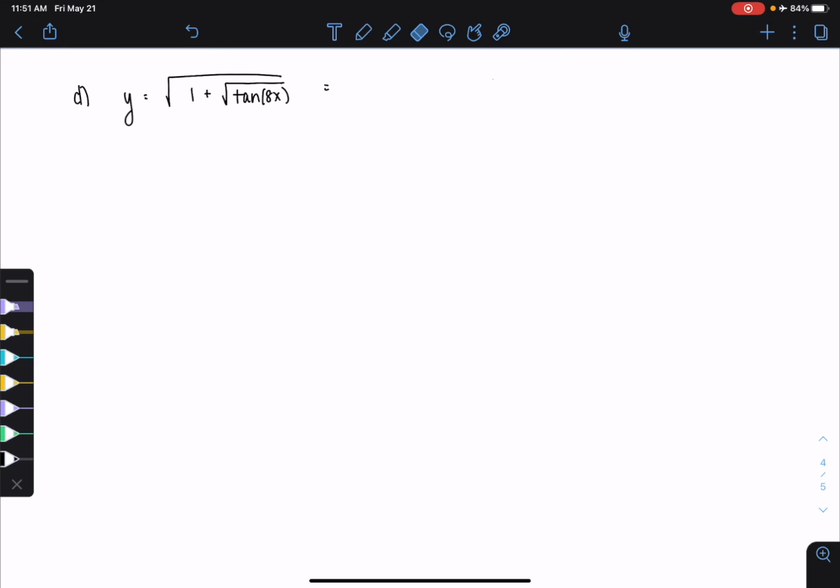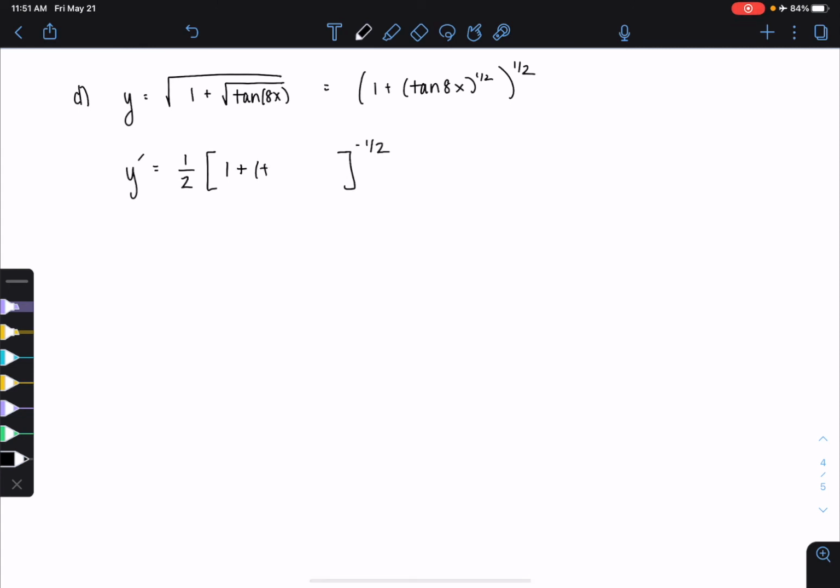So rewriting this first, if I look at the inside, that's 1 plus the square root of tangent of 8x. So square root can be written as a 1/2 power. Then we have this square root on the outside, so it's really like this whole thing is to the 1/2 power. So remember, I've got to go outside in. The outermost thing is this 1/2 power. So when I take the derivative, we bring the power down, decrease it by 1 to give us negative 1/2.